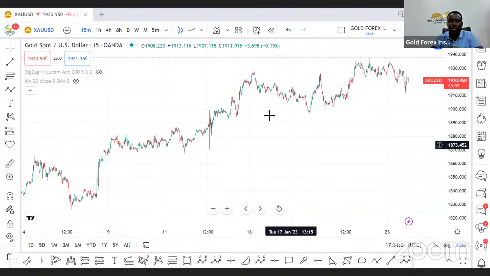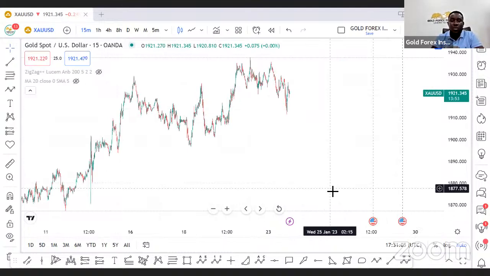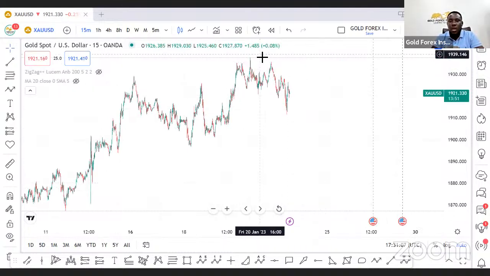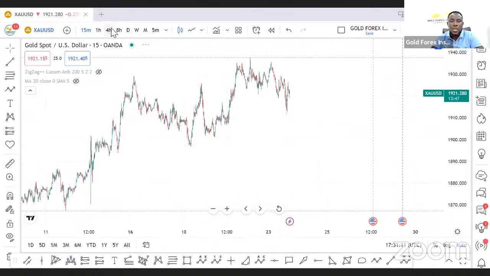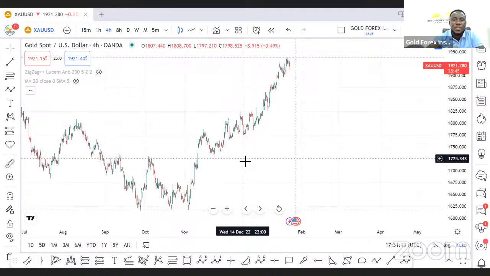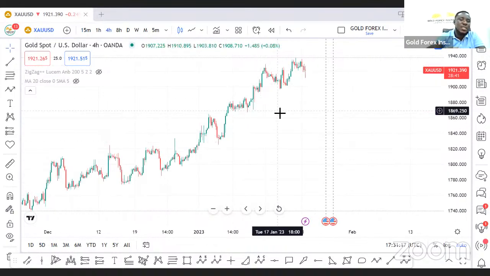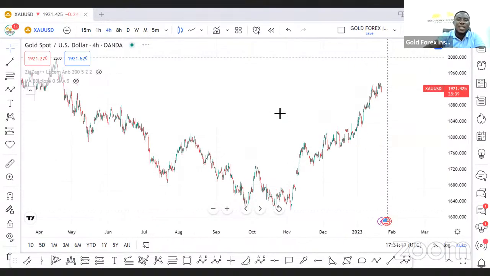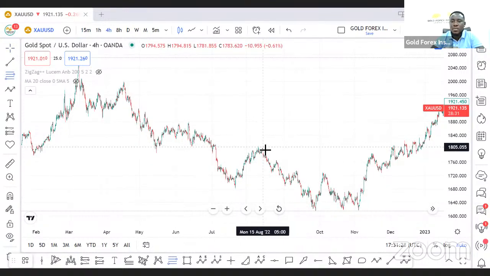Okay, so gold, I'm not analyzing gold because it's not giving me a perfect. This level was broken, so I'm not analyzing gold. It doesn't give me a perfect, unless I get a harmonic pattern. Let me check this one.